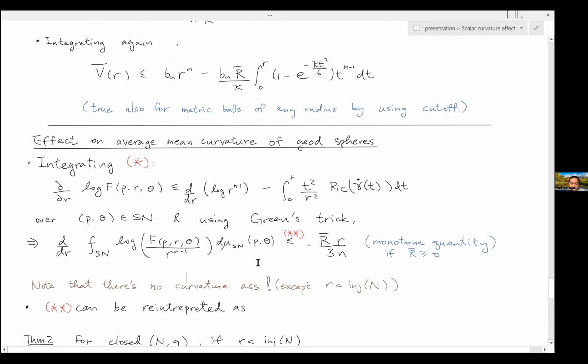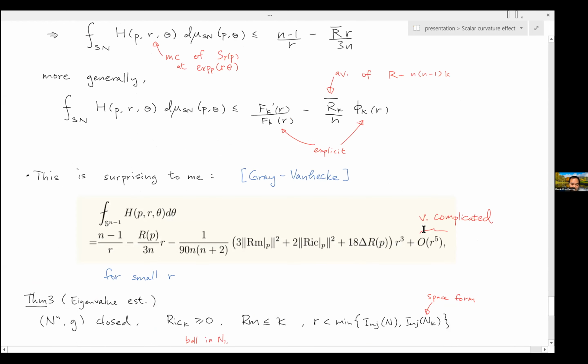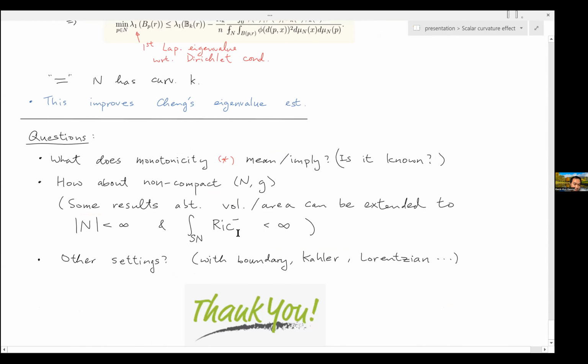So this is a monotone quantity if the scalar curvature is non-negative, for example. I don't know what the exact meaning is except this mean curvature comparison. So that's one question in mind. Maybe not a very major question, but anyway, I'm curious.